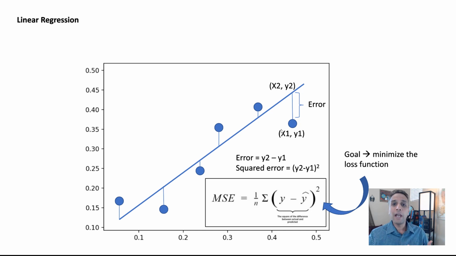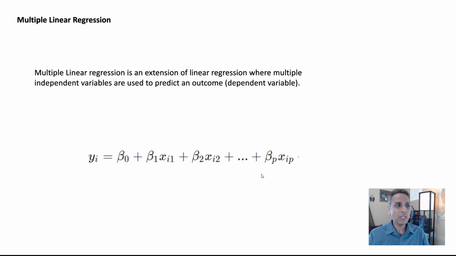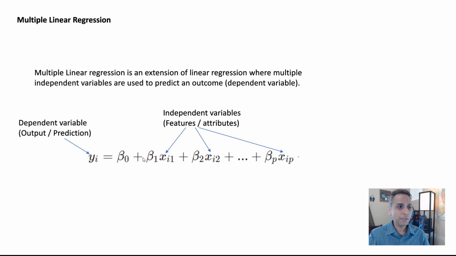Now in real life, you may have multiple x values, meaning multiple factors are contributing towards your result, in which case we use multiple linear regression. So instead of y equals mx plus c, we have y equals c, or beta 0 in this case, plus this, plus this, plus this. And here, this is our dependent variable: the output, the outcome, the prediction. So this is what we're trying to predict by modeling all the input variables. And then come these x1, x2, x3, and so on.